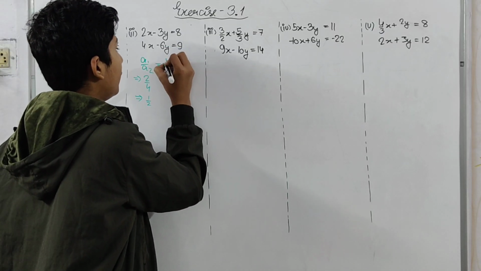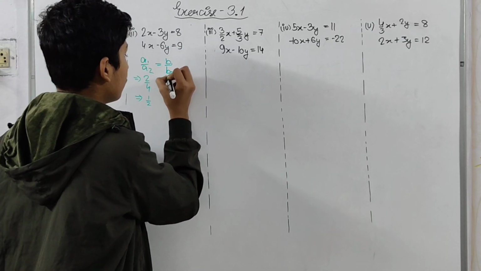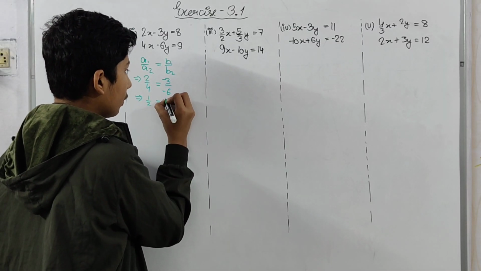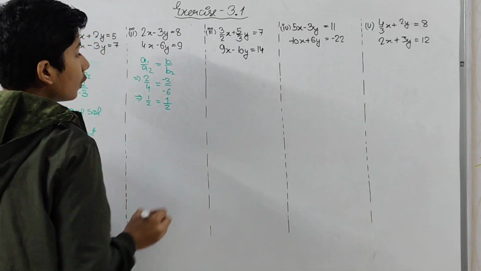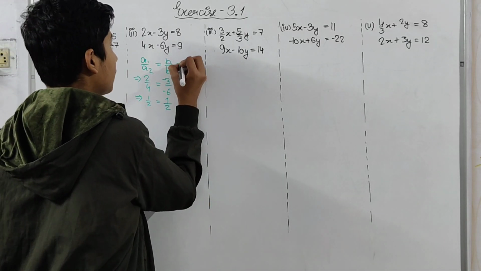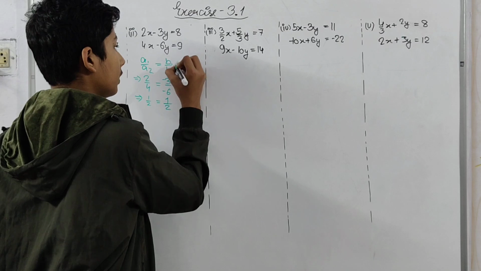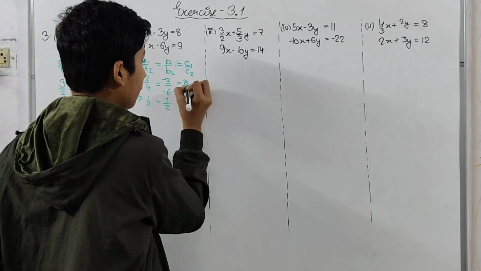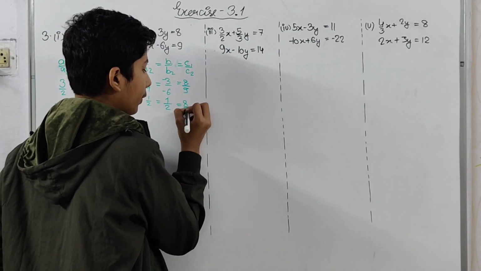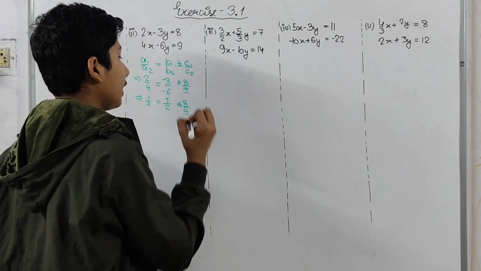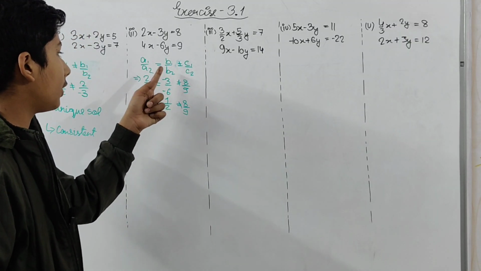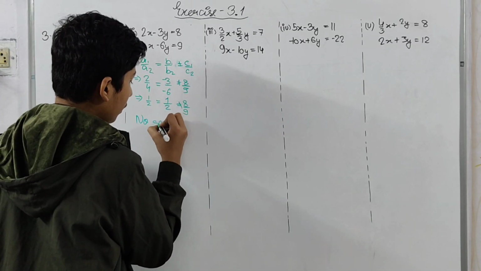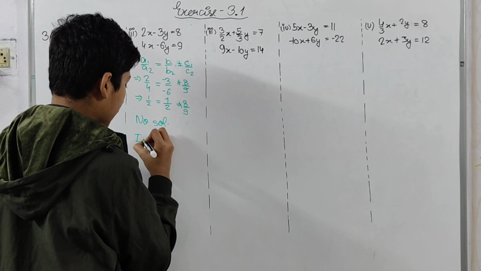First one is consistent. Now second one, A1 by A2 equal to 2 upon 4 equal to 1 upon 2, and B1 upon B2, which will be minus 3 upon minus 6, which is also 1 upon 2. So since these are equal, we will bring up the third one, which is C1 upon C2, 8 upon 9. But this one is not equal. A1 upon A2 equals B1 upon B2 but not equal to C1 upon C2. Means it is no solution. So inconsistent.